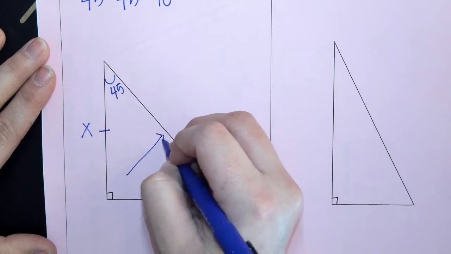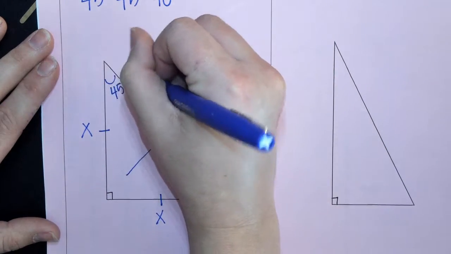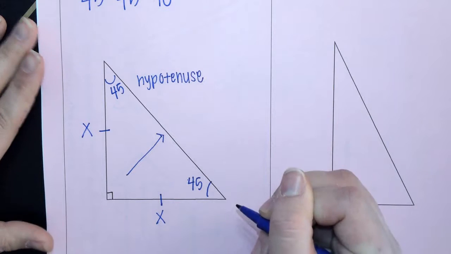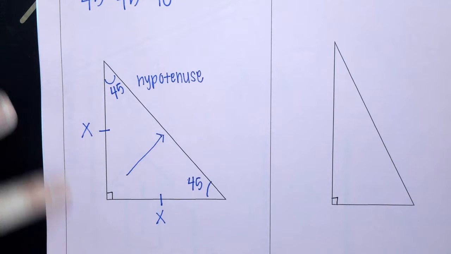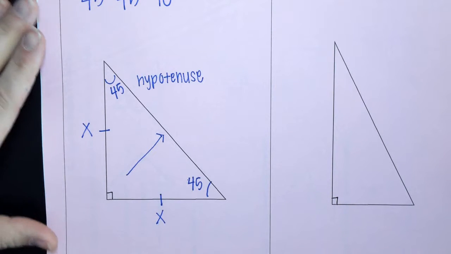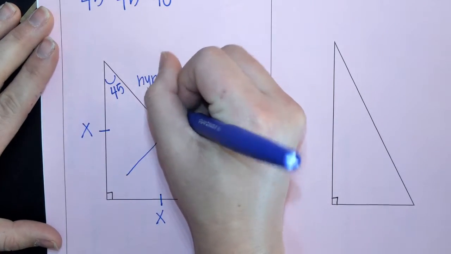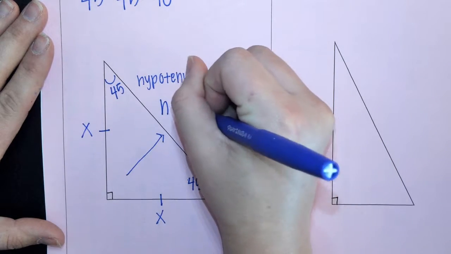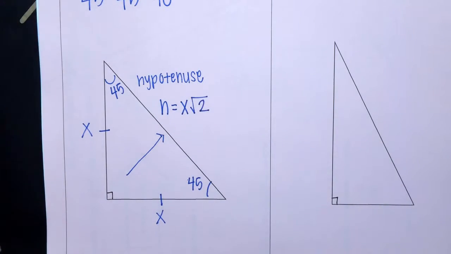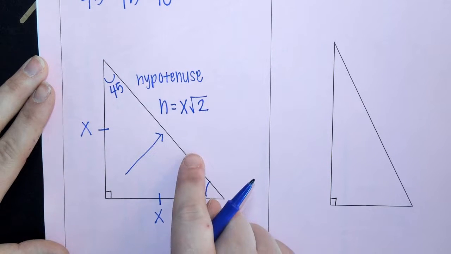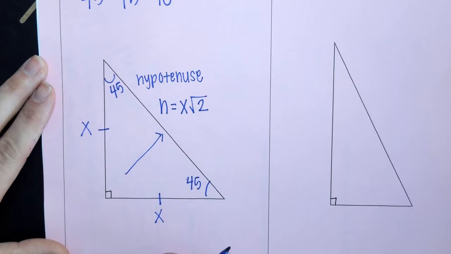And this is your hypotenuse. Here's how you find your hypotenuse if you know your leg. We call these legs. You take your leg and you multiply it by the square root of 2. So your hypotenuse is equal to whatever your x was times the square root of 2. That's your shortcut every time. So if this leg is 3, what's this leg? 3. So your hypotenuse is 3 square root of 2.